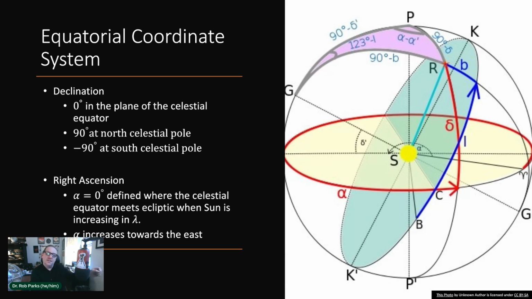As it's hitting the celestial equator going down in declination, that is the autumnal equinox. And then finally, when the sun is at negative 23.5 degrees in declination, that is the time of the winter solstice. So right ascension and declination are the two coordinate systems that we are basically going to use for the rest of the class. So getting a handle on those is of particular importance.